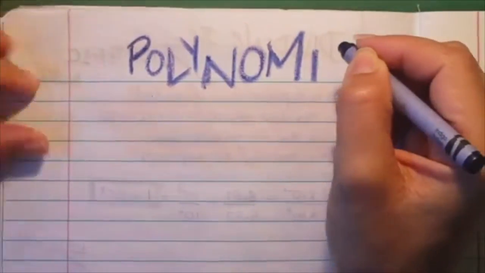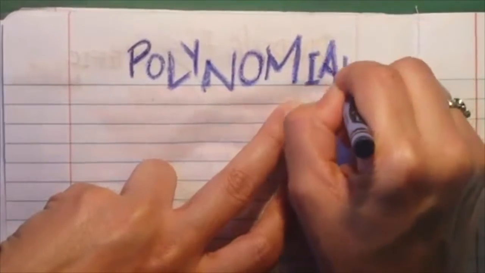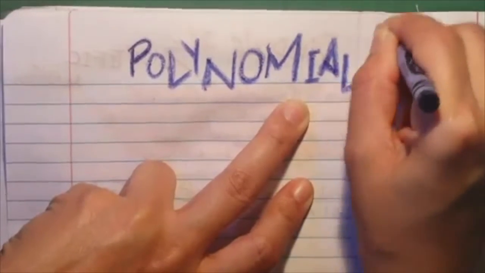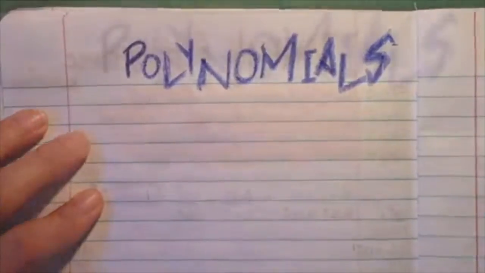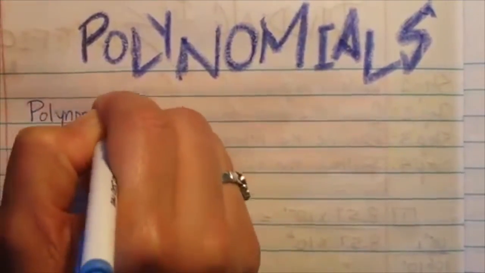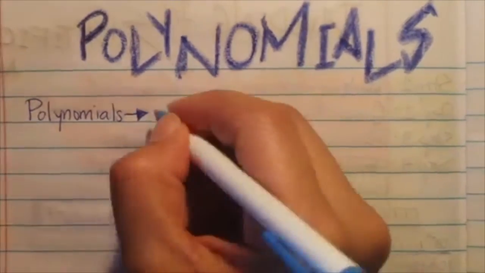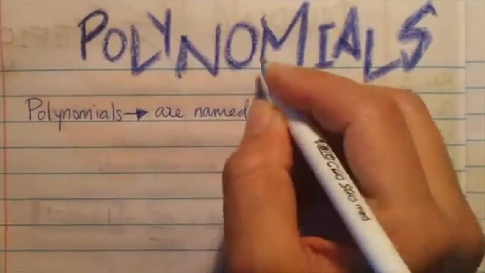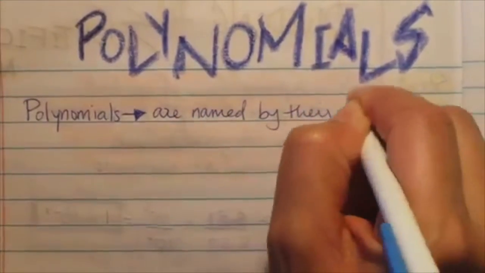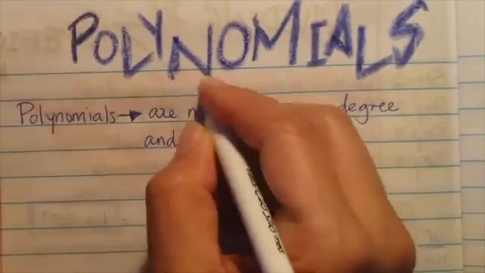All right, so we're going to start looking at polynomials. We're going to go over a couple of definitions as to what a polynomial is. So you've actually seen this before, you just may not have known that it was called a polynomial. Polynomials are named by their degree and the number of terms that they have.